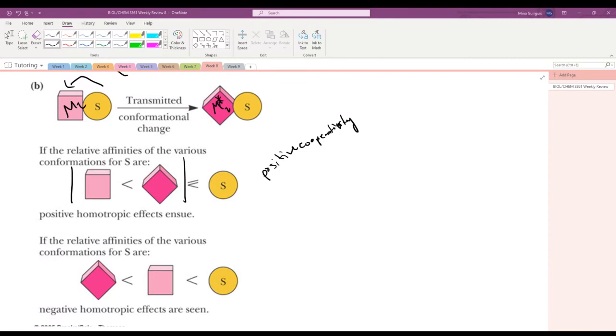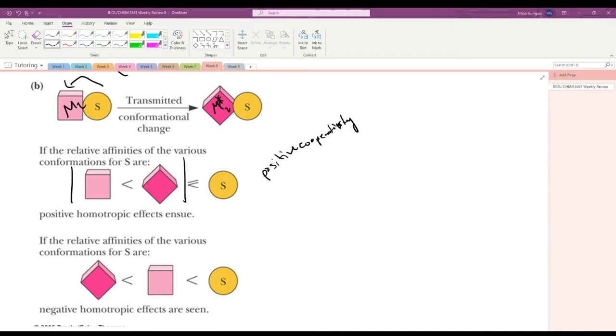Therefore, my enzyme, the polymer, the oligomer in this case, shows positive cooperativity because the conformational change induced by the first binding increases subsequent binding. Are we okay with that? Okay. So now what if the opposite happens?